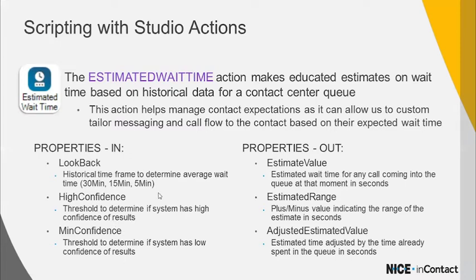So in this Studio, there is a property in and property out. By using this estimated value, estimated range, and adjusted estimated value, we can use the logic as per our requirement. And there is a loopback option also, high confidence, mini confidence. So in that way, we can define the parameters, or we can define the wait in our scripting, like 30 minute, 15 minute, or 5 minute.